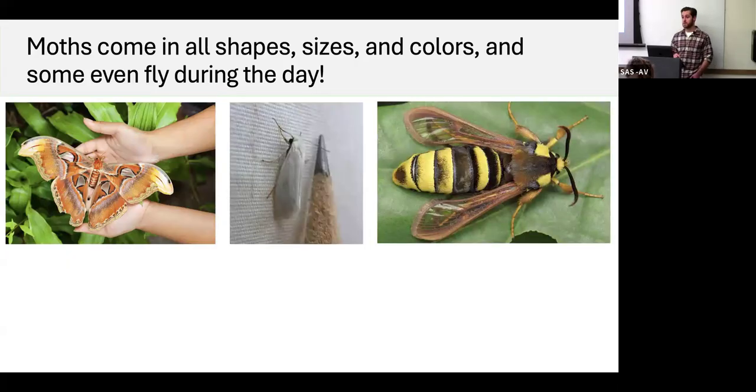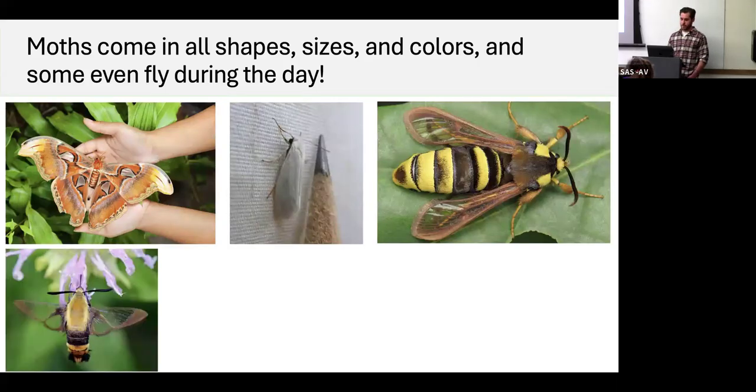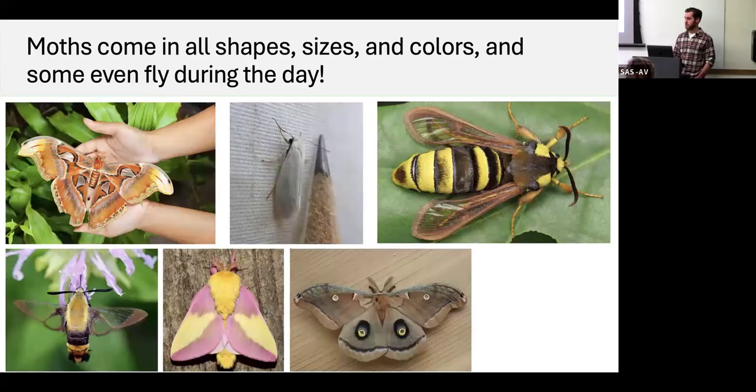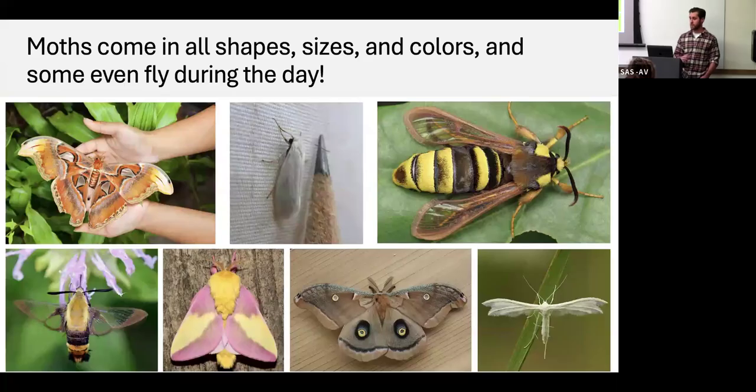Some moths are mimics that mimic wasps, like this one. There are moths that are often mistaken for hummingbirds. They come in all sorts of really beautiful, bright colors. Some have really cool patterns like eye spots, and some don't even quite look like moths at all.